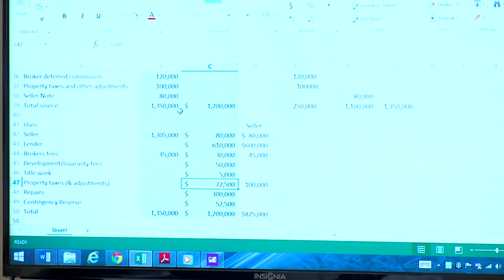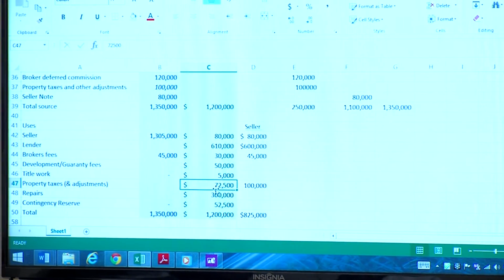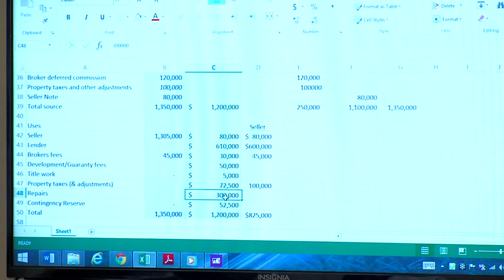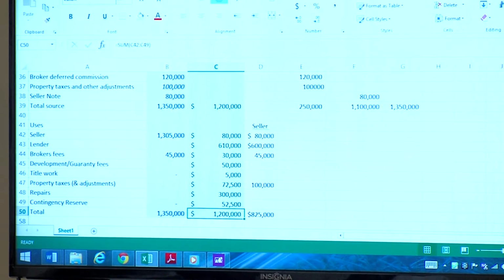Title work, property tax and adjustment. This other property tax at $100,000 covers security deposits and a bunch of other stuff. This is for taxes. Repairs, it's $300,000 that we're going to put in the property. Fix it up with $300,000. He needs a couple hundred at least. He's got plenty of money to fix it up. So there's a contingency of $52,000 and $1.2 million. What he's just done is bought the property with no money down. $352,000 we're going to have to pull out. But what do you think you're going to need to fix it up, truthfully?